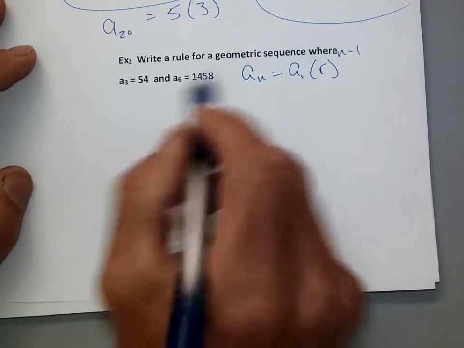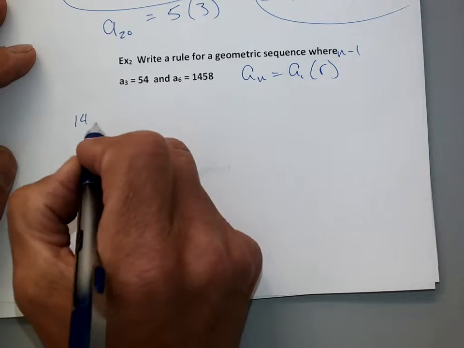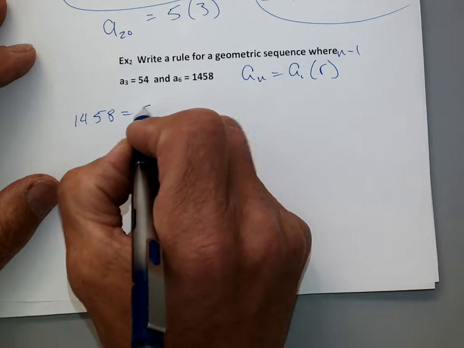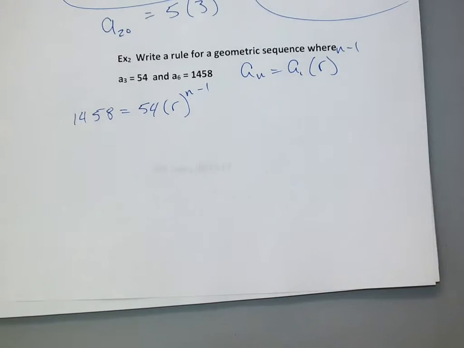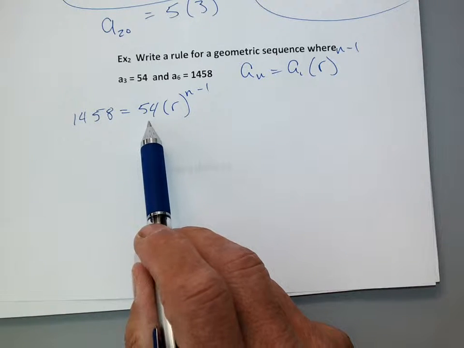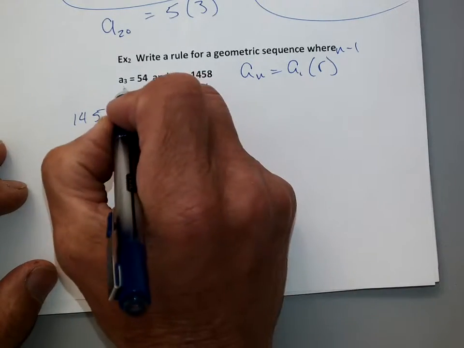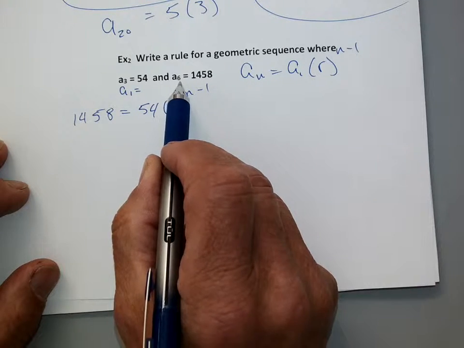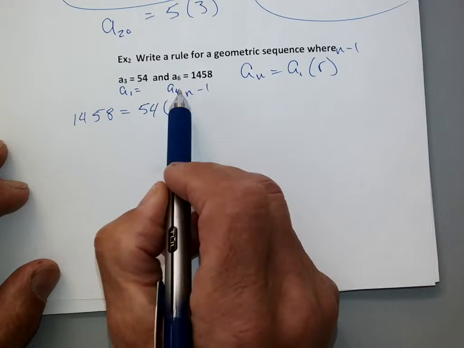So we can use this form. I can go A6, 1,458 equals A3, which is 54, times r to the n minus 1 power. Now let's let this be A1 for just a minute. If this becomes A1, then that makes this one A4. For just a minute, let this one be A1. That would make this one A4.